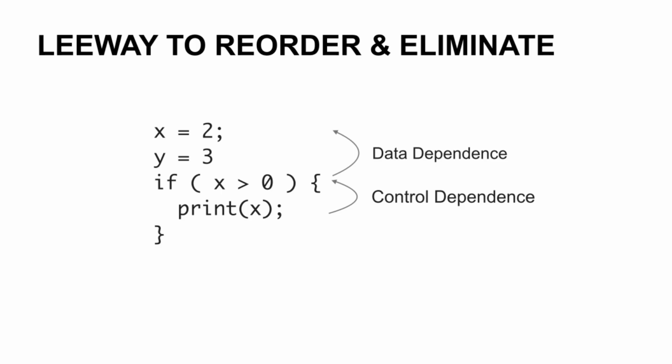In this case, if x greater than 0 has a data dependence on the preceding assignment to x, any assignments to x before that, the compiler could probably get rid of. And then the printx has a control dependence on the evaluation of the conditional. But outside of that, the compiler can kind of do what it wants. And to a certain extent, this is even true in the hardware.